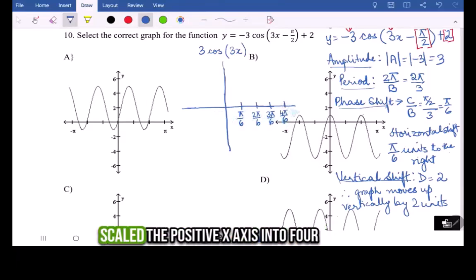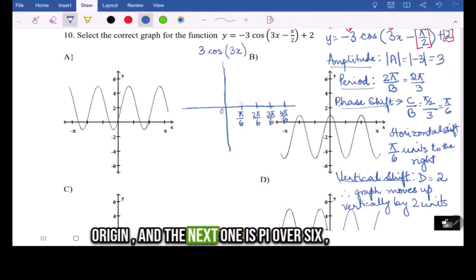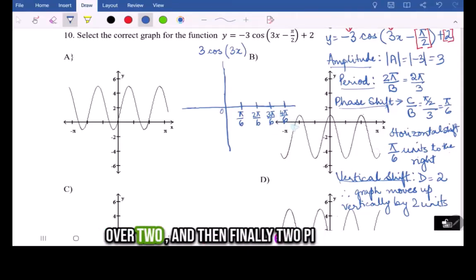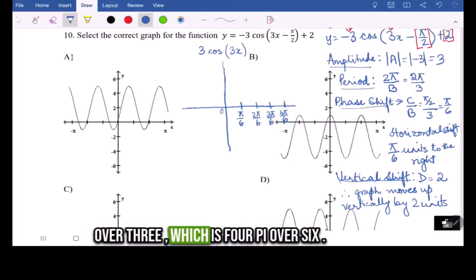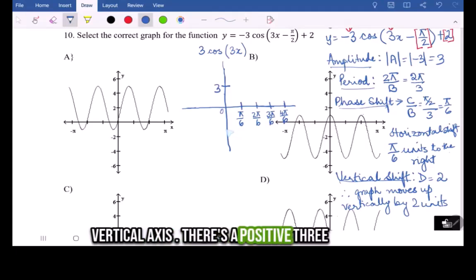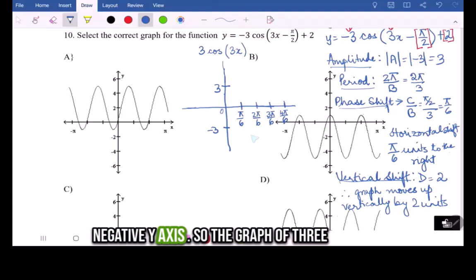So now I have scaled the positive x-axis into 4 intervals, starting from 0 at the origin, and the next one is pi over 6, then 2 pi over 6, which is pi over 3, 3 pi over 6, which is pi over 2, and then finally 2 pi over 3, which is 4 pi over 6, correct? And let's mark a 3 here along the vertical axis. There's a positive 3 and likewise a negative 3 on the negative y-axis. So the graph of 3 times cos of 3x would look like this.